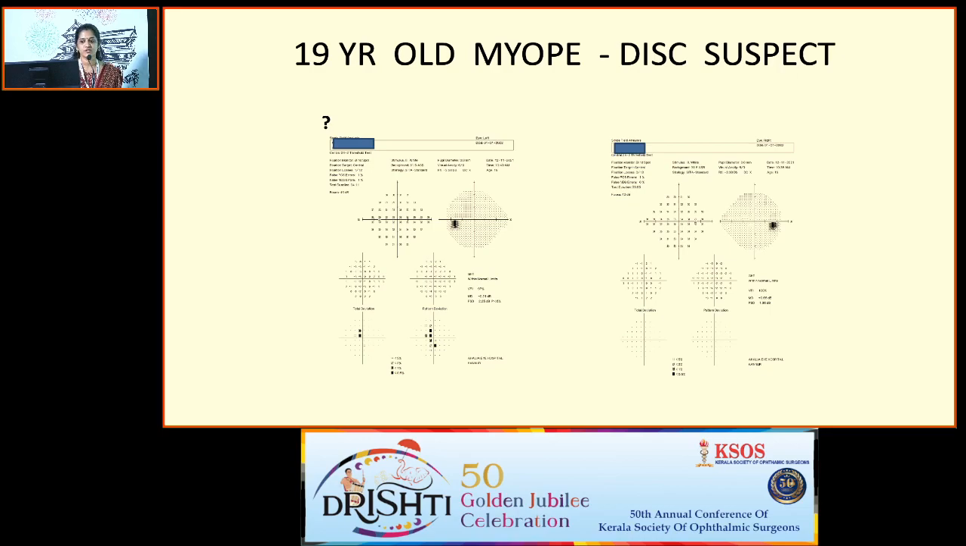So a few examples. This is a young myope disc suspect. You can see a visual field on the left with central fixation defects, and on the right there are no fixation defects. But for this 19-year-old, it is mandatory that you do a 10-2 to pick up the early defects in the right eye.